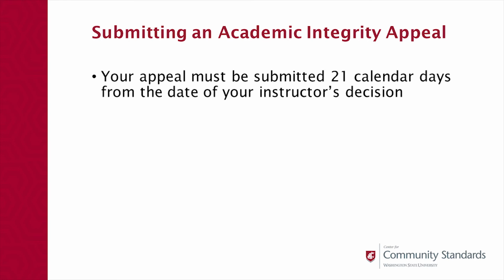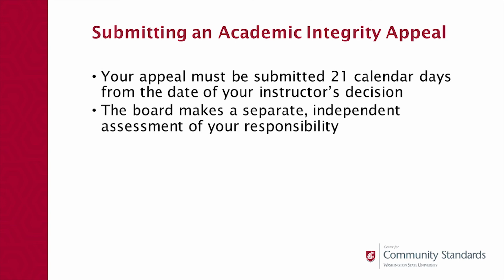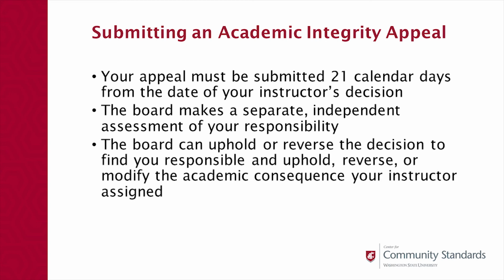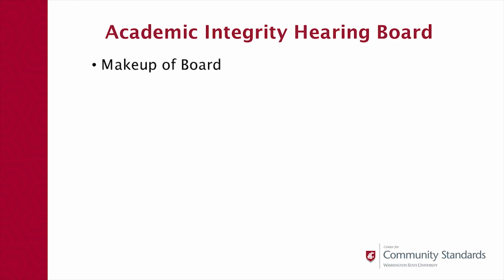During your appeal period, or while your appeal is pending, you should remain in class and complete the requirements as assigned. The Center for Community Standards will request that the Academic Integrity Appeals Board conduct a separate, independent assessment of your responsibility for the reported violation and the outcomes assigned by your instructor. The board can uphold or reverse the decision to find you responsible, and uphold, reverse, or modify the academic consequence your instructor assigned. The Academic Integrity Hearing Board is made up of faculty and student peers.